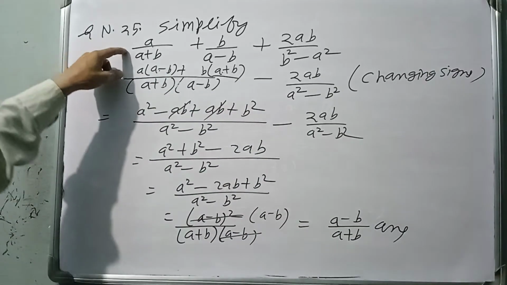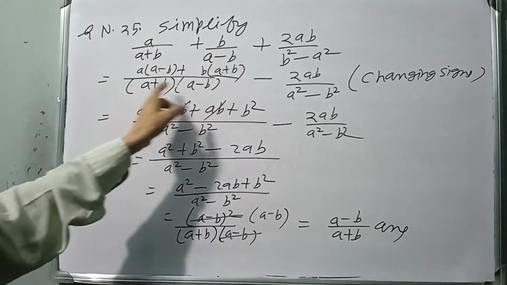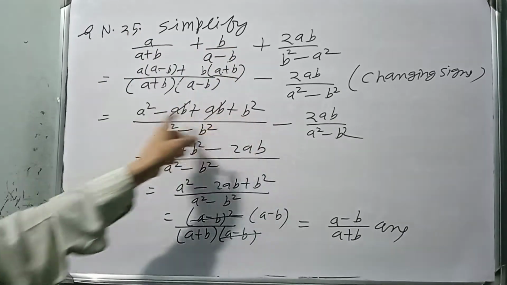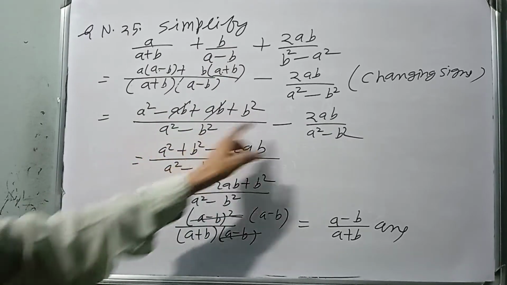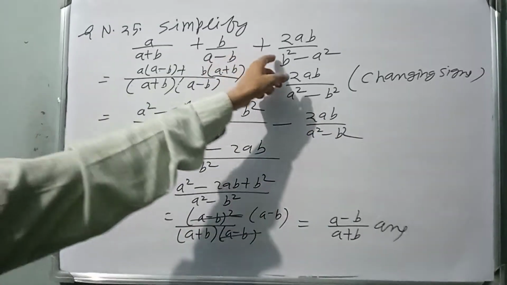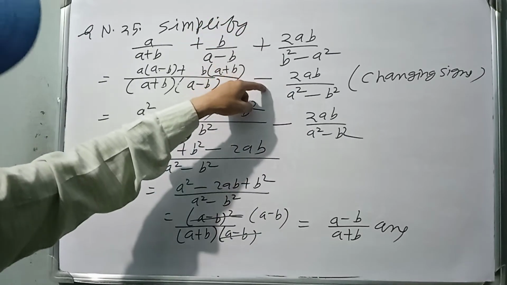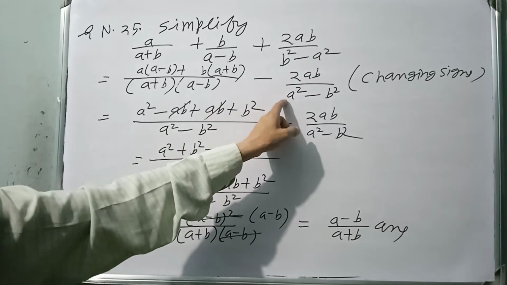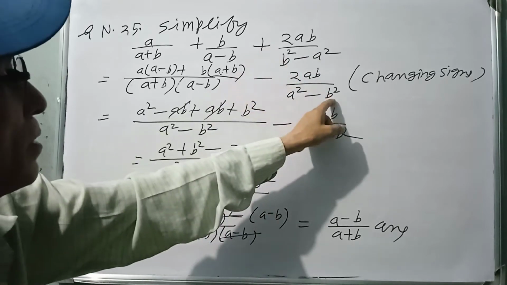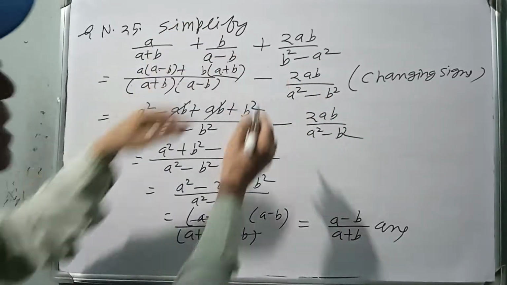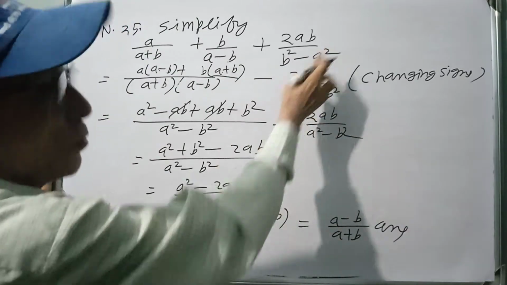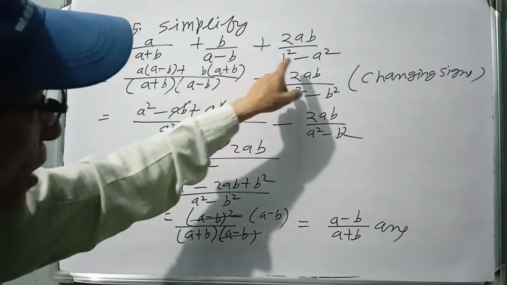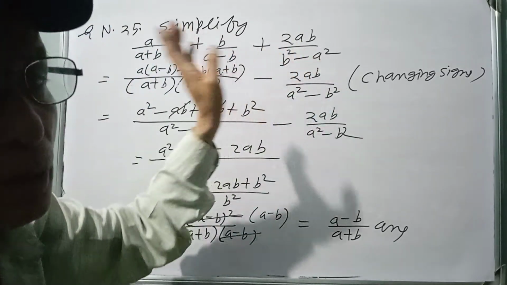First, take the LCM of the first and second expression: a plus b into a minus b. Take LCM, simplify it. AB cancels. A square plus b square minus 2ab. Third expression: change plus into minus, and change b minus a into a minus b. Minus a square is plus a square, plus b square is minus b square. Don't write b square plus a square. When the sign of plus is changed into minus, you have to change the sign of a and b both.